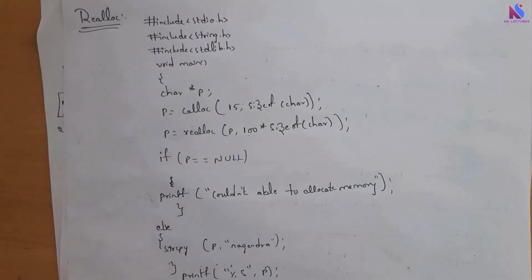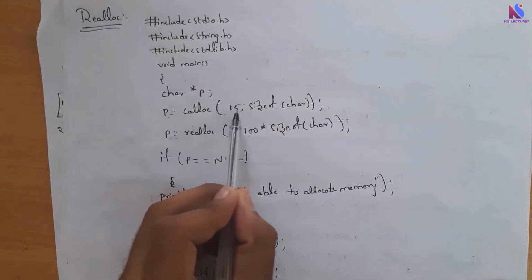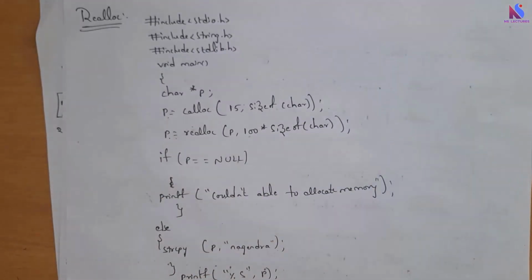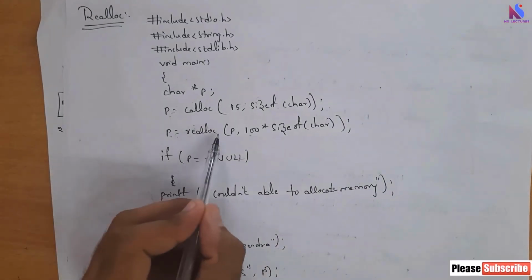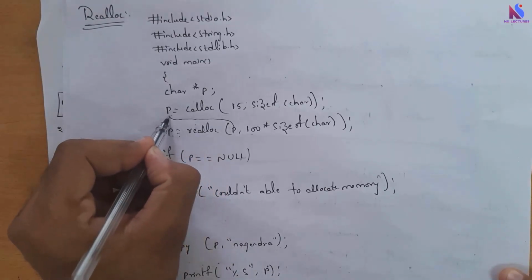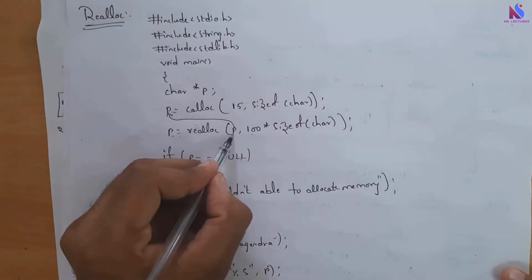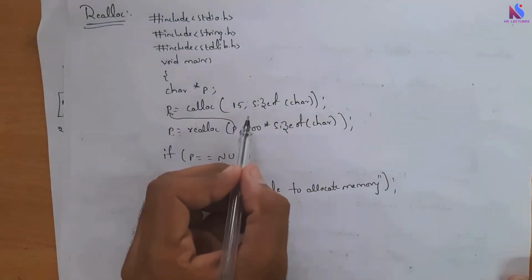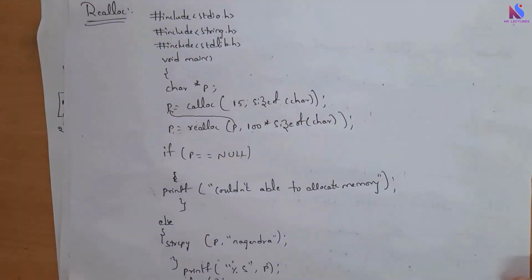Next one is the realloc function. For example, I assign value as 15, but now I want to change this value to 100. So first I wrote p is equal to calloc of 15 into size of char, but I want to increase this size from 15 to 100. For that purpose I need to use the realloc function. So I wrote here p is equal to realloc of p. At first you need to write p because this calloc allocation is present in p. So you need to write p comma 100 into size of char. By writing this, my size is changed from 15 to 100. This is the use of the realloc function.